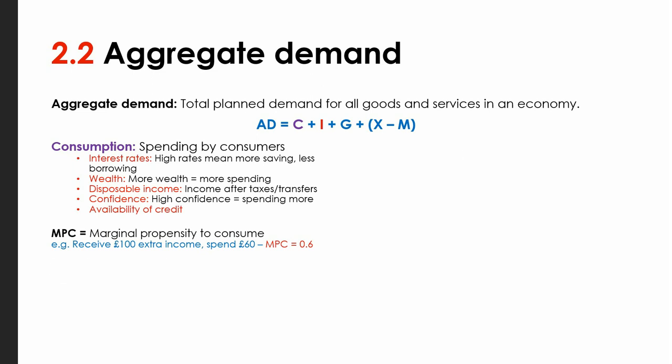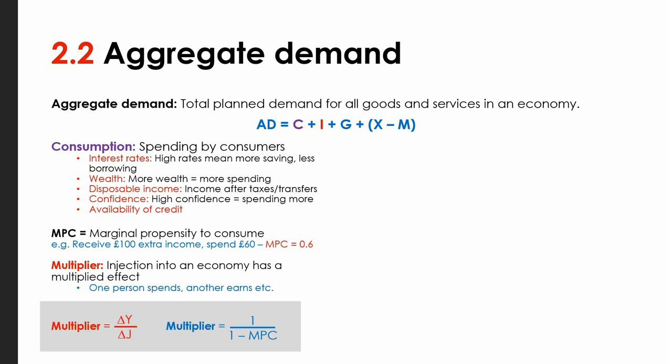That helps us define a concept called the multiplier. The multiplier is the idea that an injection into the economy from exports or government spending or investment will have a multiplied effect. Because when one person receives income, they will consume some of it, which becomes somebody else's income, and so on and so forth. The multiplier is calculated by 1 over 1 minus the MPC. So the bigger the MPC, the bigger the multiplier. And we can also work it out as the ratio of the initial injection to the overall increase in national income.